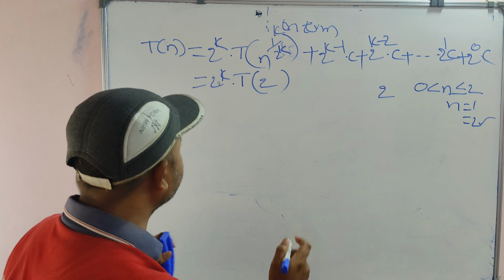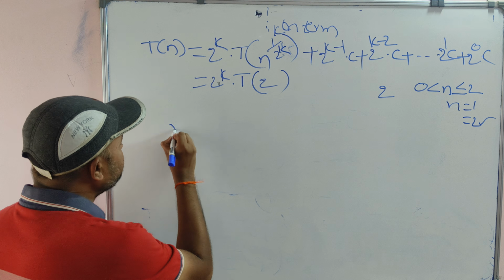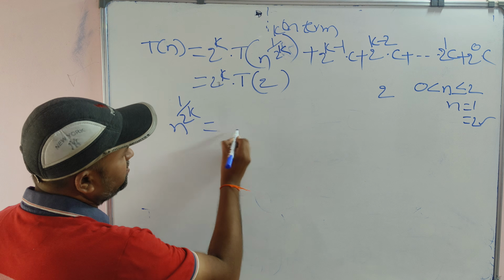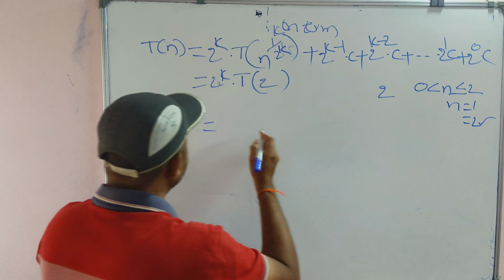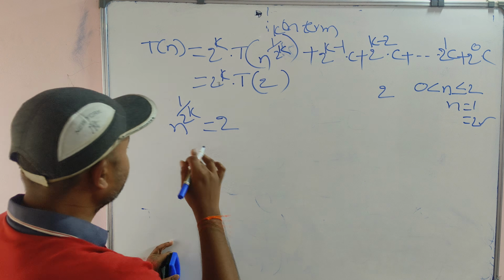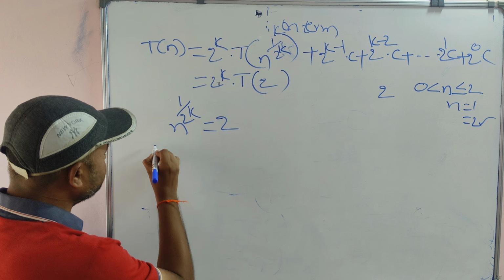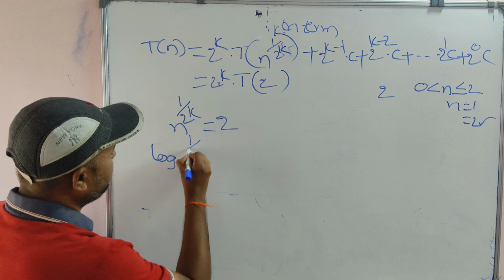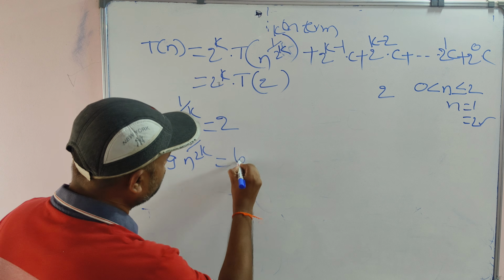For terminating purposes, what I am doing is equating these two terms. N power 1 by 2 power k equals the base condition, and this 2 is the base condition. So let us equate these two. Okay, so apply log on both sides. Then we will get log n power 1 by 2 power k equal to log 2.